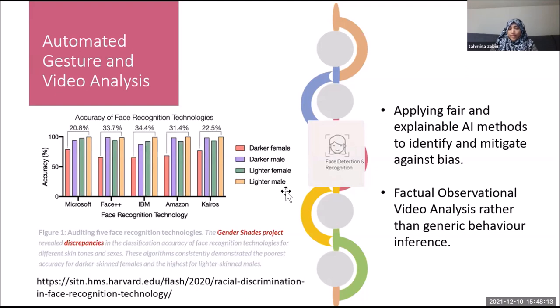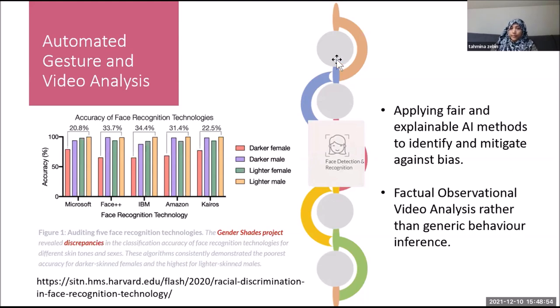So as researchers and developers of algorithms, our objective should be to apply fair and explainable AI methods to identify and mitigate against bias. We do have toolboxes now to look into black box machine learning algorithms, and there are explainable AI methods that we can use to highlight where the algorithm is failing. Once you know what's not working, you can apply special methodologies to mitigate against those biases.